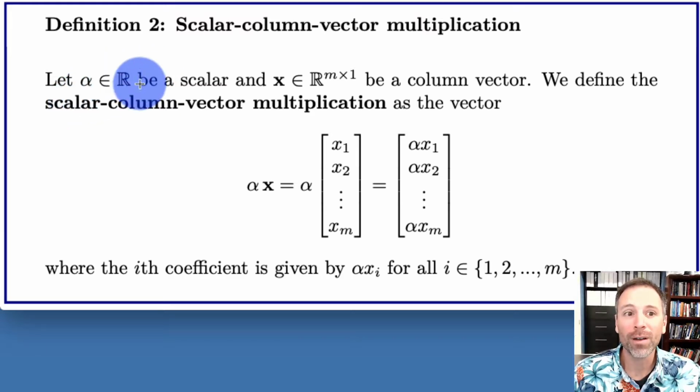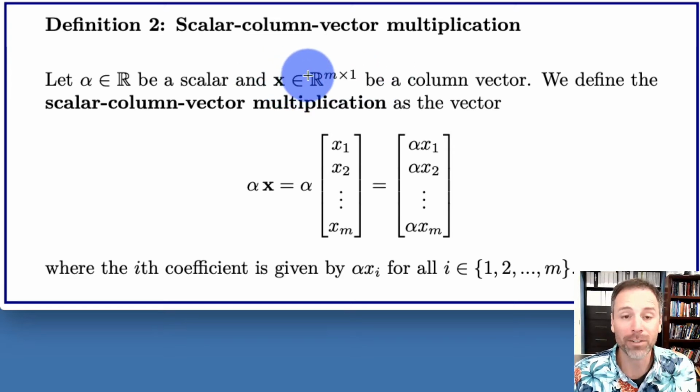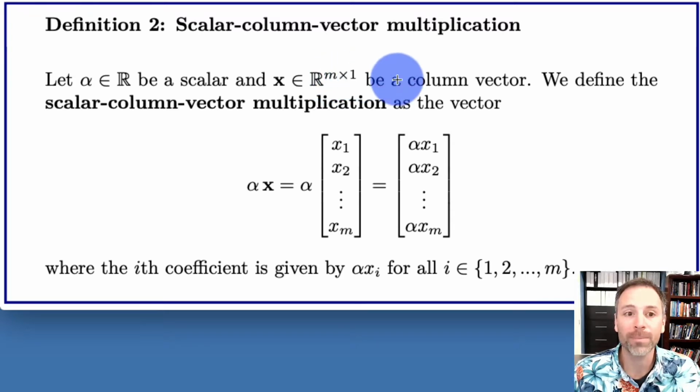If we let alpha be an element of the real numbers, that means alpha is a scalar, and x be an element of R^(m×1), that means x is a column vector with m rows and 1 column, then we define scalar column vector multiplication as the vector alpha times x, which, if we think about x as having m rows, is alpha times individual scalar entries x1, x2, all the way down to xm. And we say that the scalar vector multiplication is just to bring the scalar inside each entry. So that becomes alpha times x1 in entry 1, alpha times x2 in entry 2, all the way down to alpha times xm in entry m.